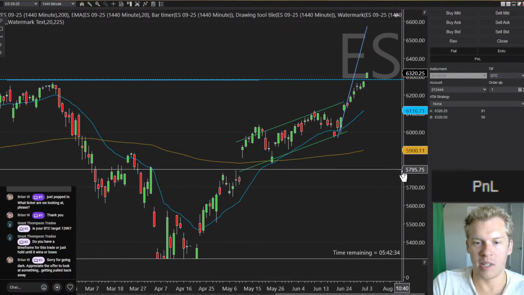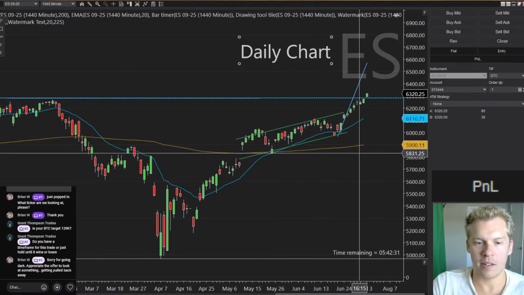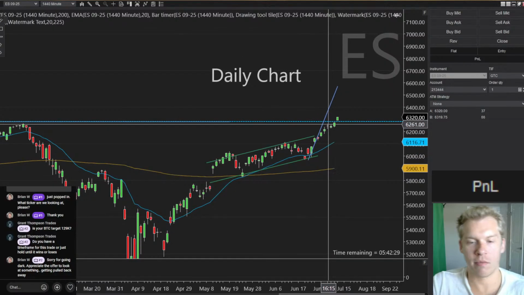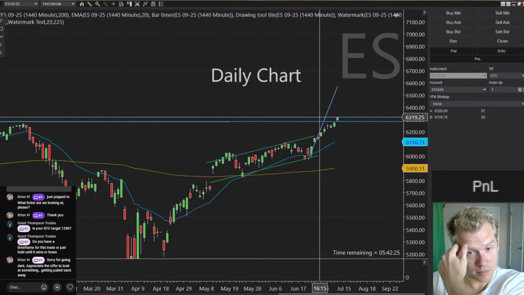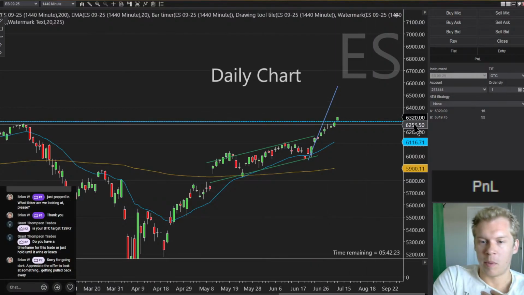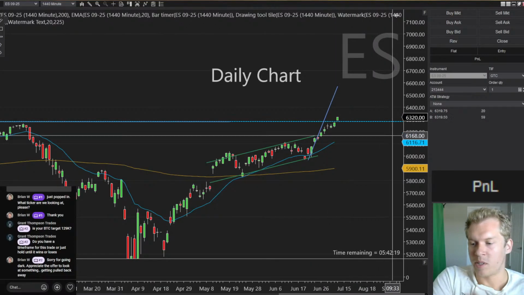So right now, the E-mini daily chart, it's a great looking chart. Very bullish. Yes, at some point it's going to go down.